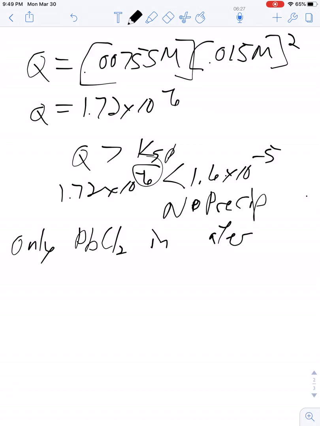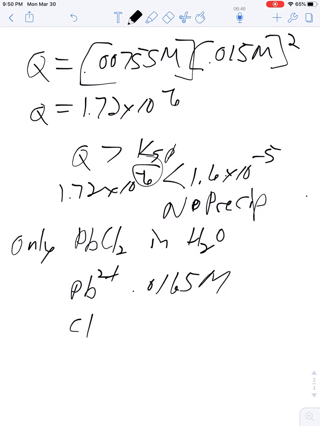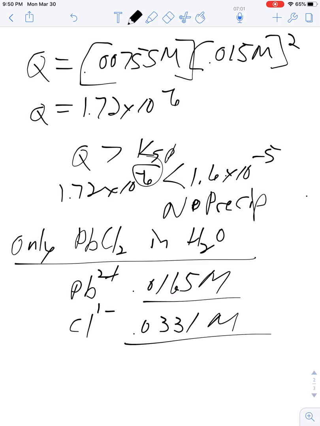And that is why I started realizing my mistake when I said we calculated the maximum concentrations in the very first video. What is the maximum concentration of lead in the first video? What is the maximum concentration of the chloride in the first video? So if you're only putting lead into water, that's it, nothing else, that is going to be the maximum concentration of your lead ions. That's going to be the maximum concentration of your chloride ions.